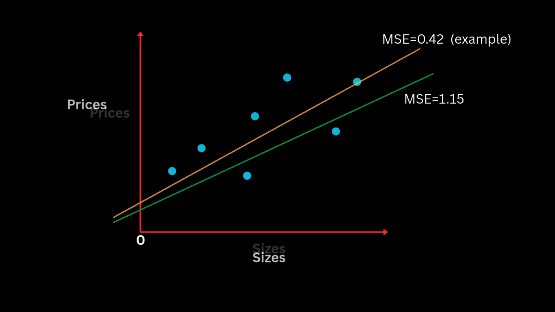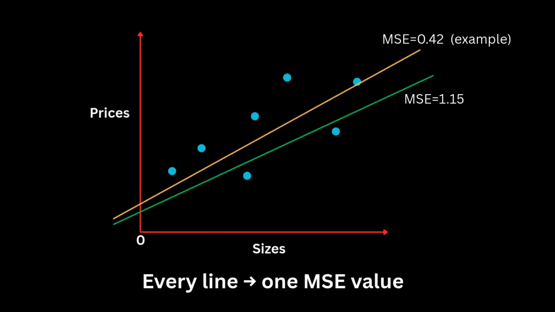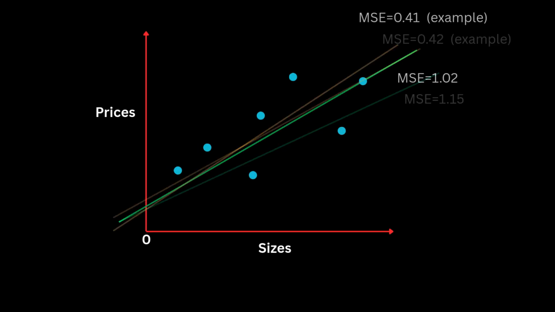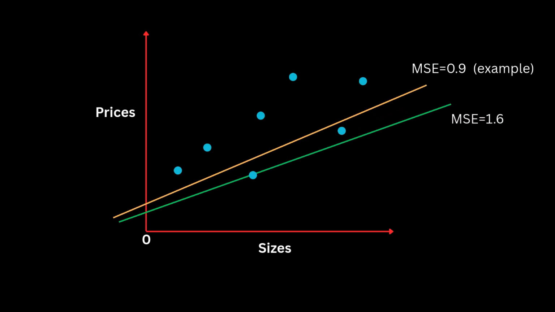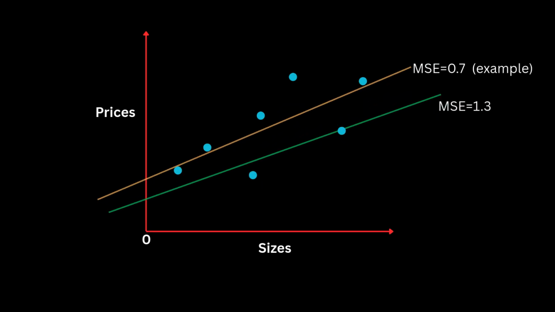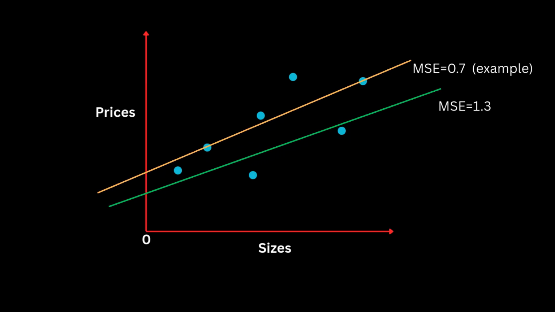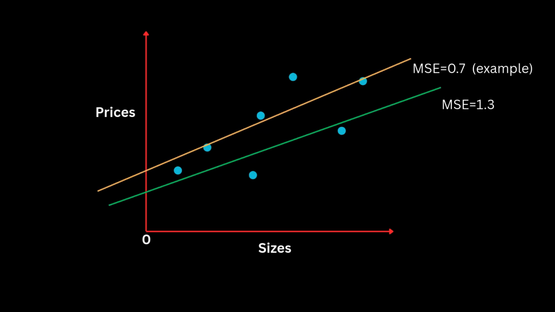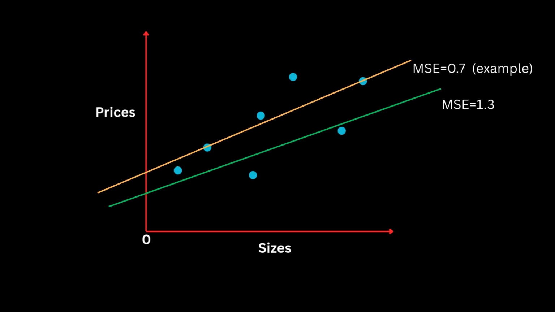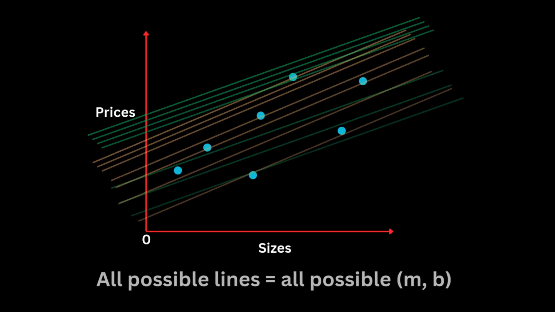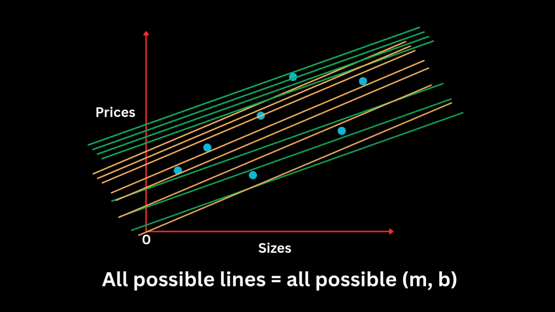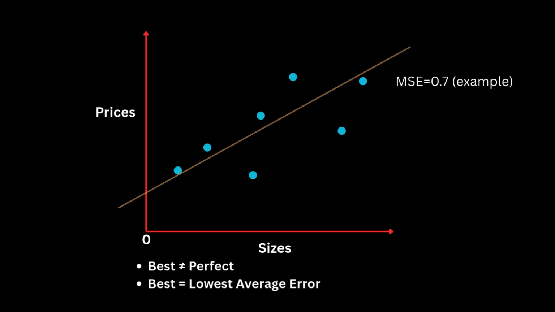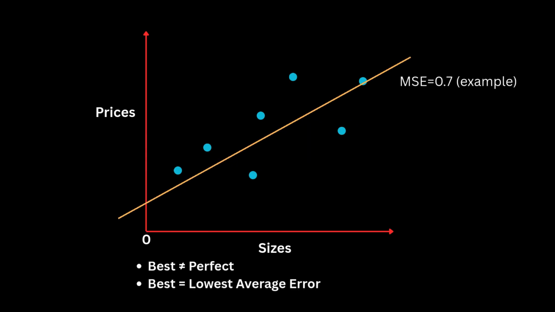Now here's the big idea. Every straight line we can draw has its own MSE. When we change M, the line tilts. When we change B, the line moves up or down. So by changing M and B, we can draw every possible straight line. Our job is to find the one line that gives the lowest MSE.